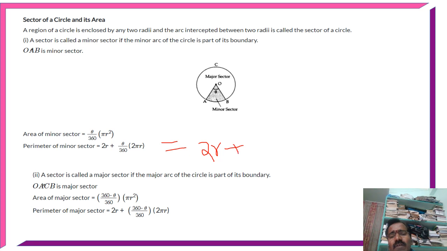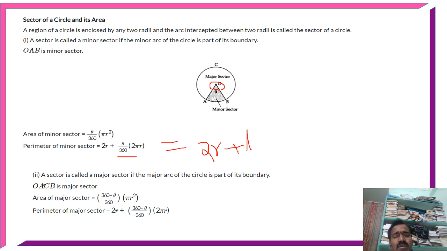Length of arc formula is theta by 360 into 2 pi r. And here area of major sector means 360 minus theta, because theta is occupying the minor sector. So 360 minus theta, the rest part, will be the major sector.